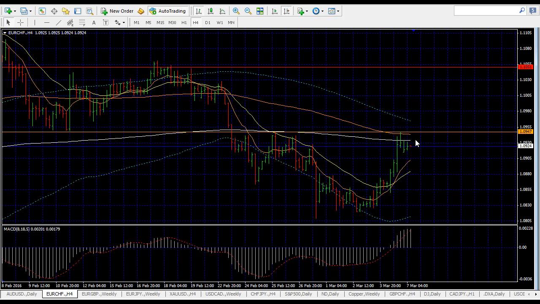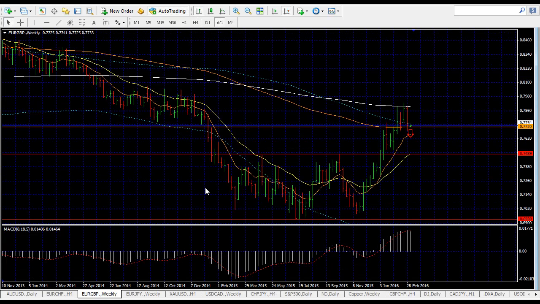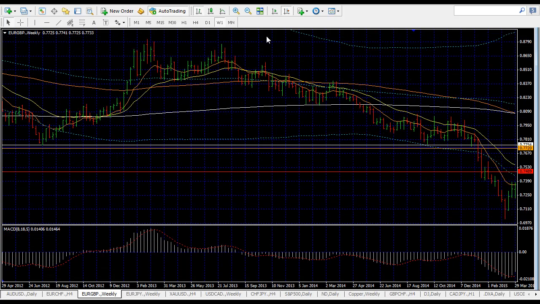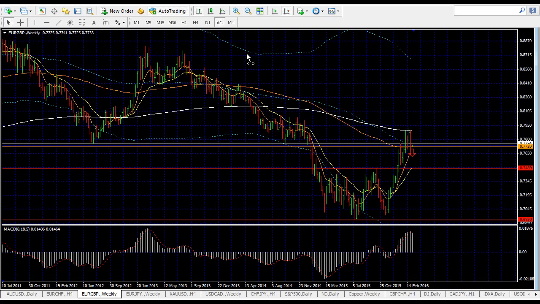So what I would want to wait for is when price eventually closes above these two lines, then I'll be looking to go long for the Euro Swiss Franc. Okay, next pair, Euro GBP. So Euro GBP on the weekly time frame.